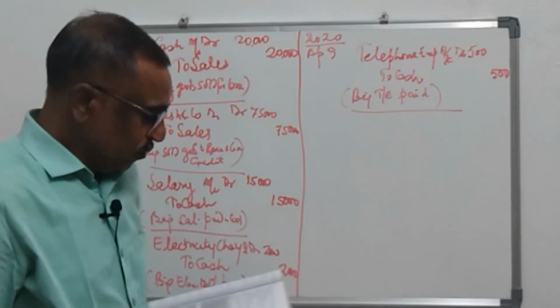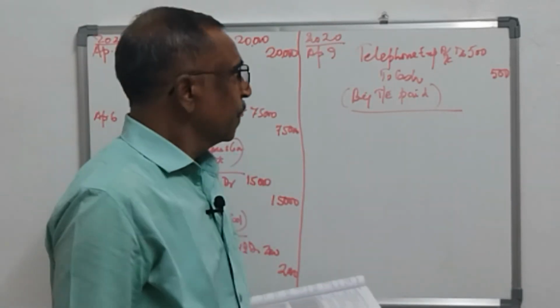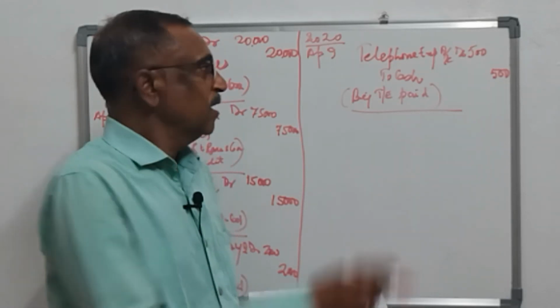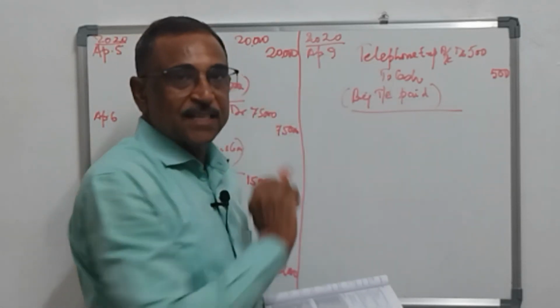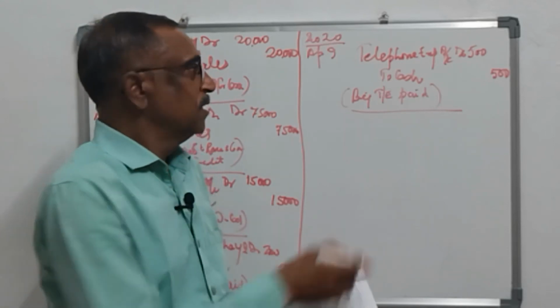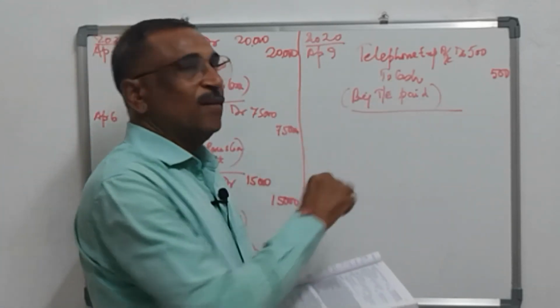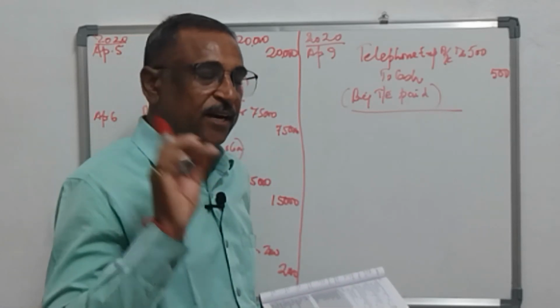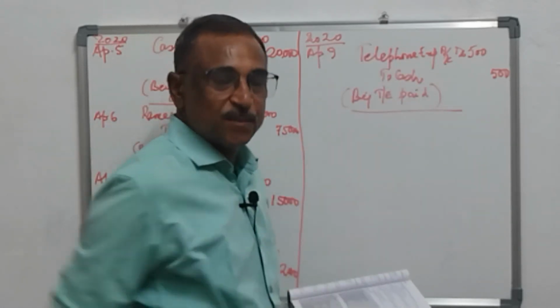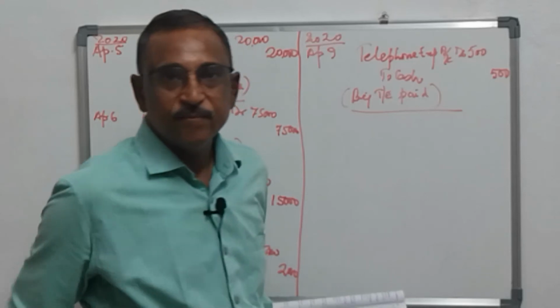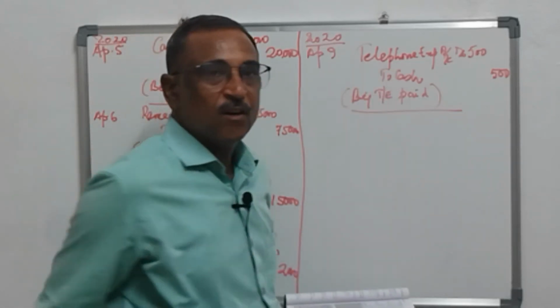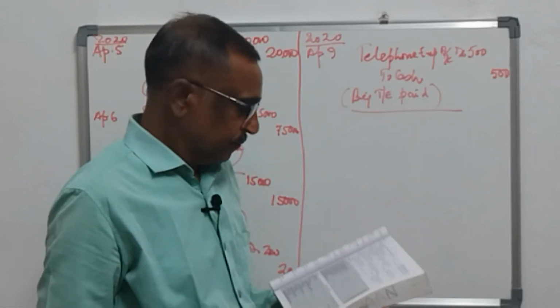Okay, so paying telephone expenses is your expense as per the nominal account, and the rule is debit all your expenses. We have to specify what kind of expense it is. It is telephone expense, so it will be debited. Okay, and cash because cash is going out.